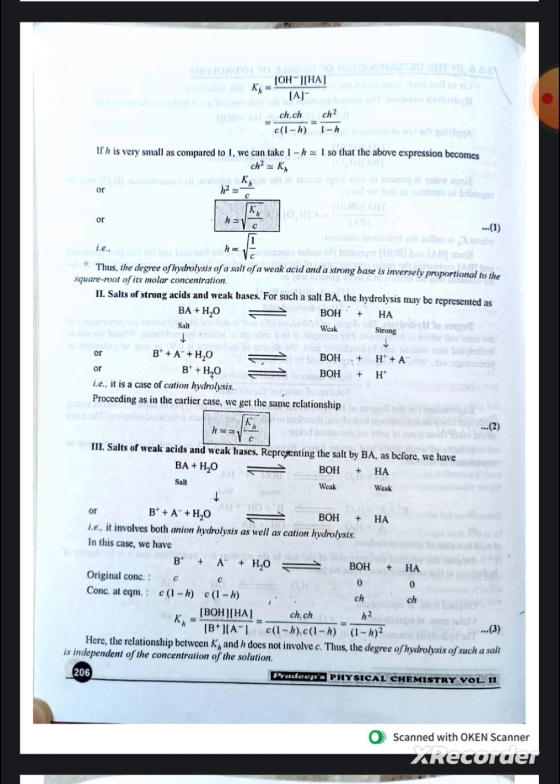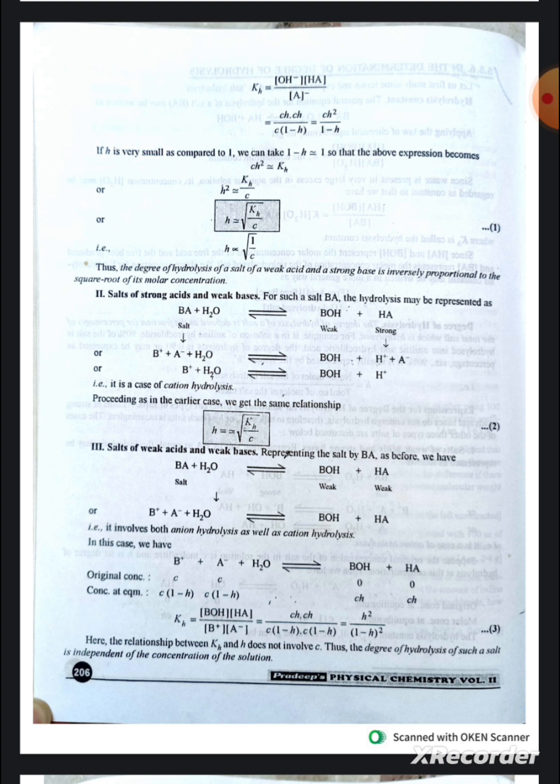Second, salt of strong acid and weak base. For such a salt BA, the hydrolysis may be represented as BA plus water gives BOH plus HA. Here our base is weak and acid is strong. So we get B⁺ plus water gives BOH plus H⁺. That is, it is a case of cation hydrolysis. Proceeding as in earlier cases, we get the same relationship: h is equivalent to √(Kh/c).